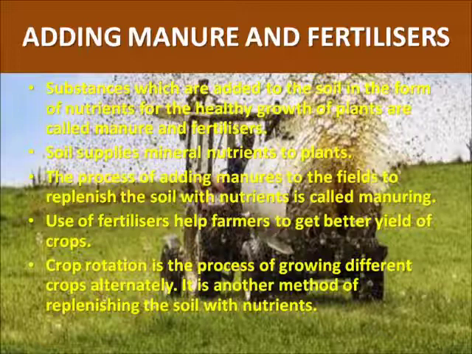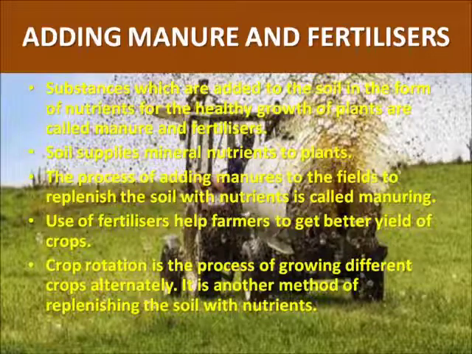The next practice for crop production is adding manure and fertilizers. The substances which are added to the soil in the form of nutrients for the healthy growth of plants are called manure and fertilizers. Soil supplies mineral nutrients to the crop plants, and these nutrients are very essential for the growth of plants.